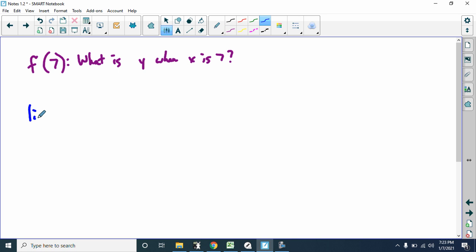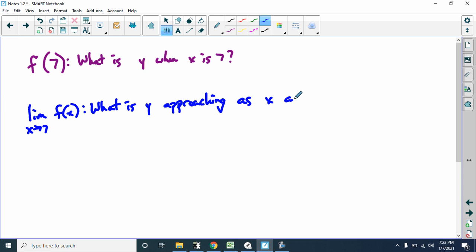If it says the limit as x approaches 7 of f of x, we don't care what's happening at 7. What we want to know is what's happening infinitely close to 7. What's happening at 6.99999 and 7.00001. So this wants to know what is y approaching as x approaches 7.